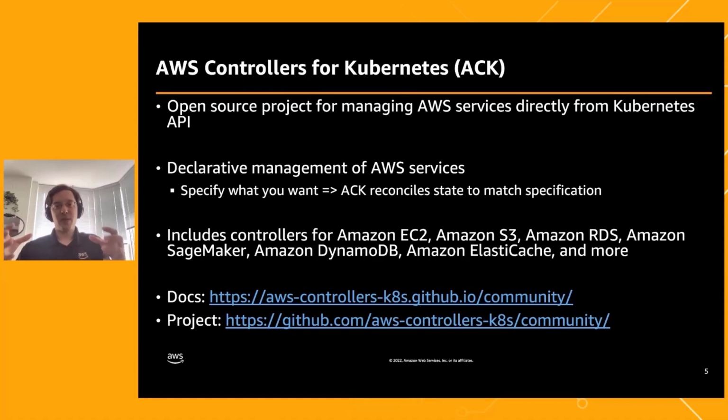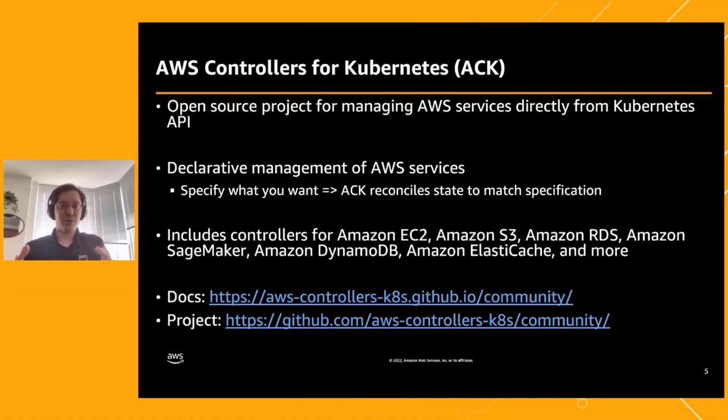You get that declarative management experience where you can say, I want an Amazon RDS database with this engine, with this instance type, and with this much storage. Put that into your typical Kubernetes YAML manifest, upload it to the API, and ACK will deploy that Amazon RDS database to match that specification.